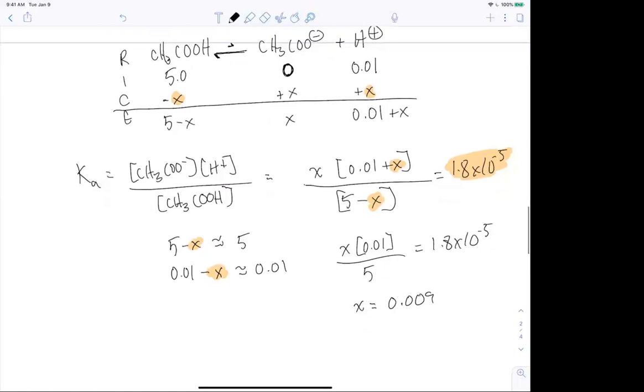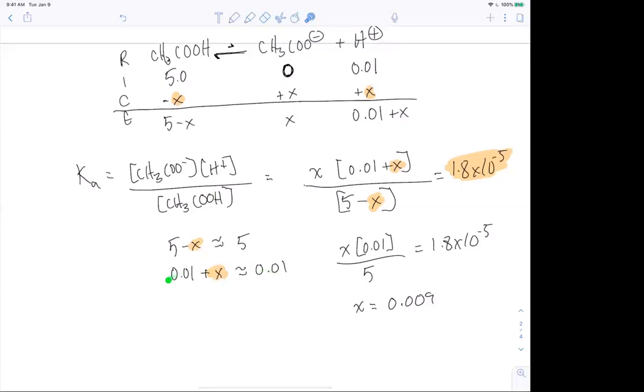So in this case, this is a good example. Remember I was saying that as this number gets smaller, my approximation becomes riskier. So now if I make this approximation here, this should be plus X. So if I say 0.01 plus X is approximately 0.01, and I go ahead and solve, what I end up seeing is that X ends up being 0.009. Right, which is large relative to 0.01.